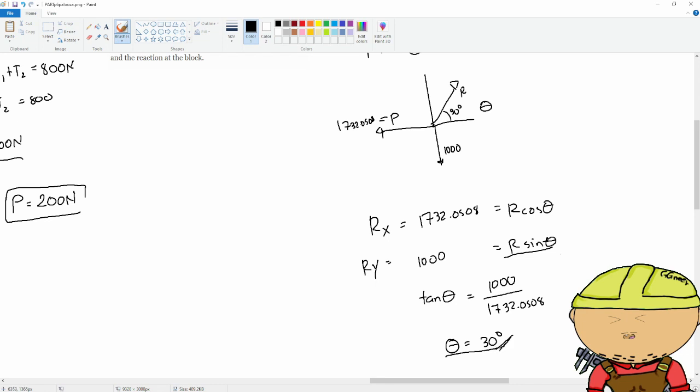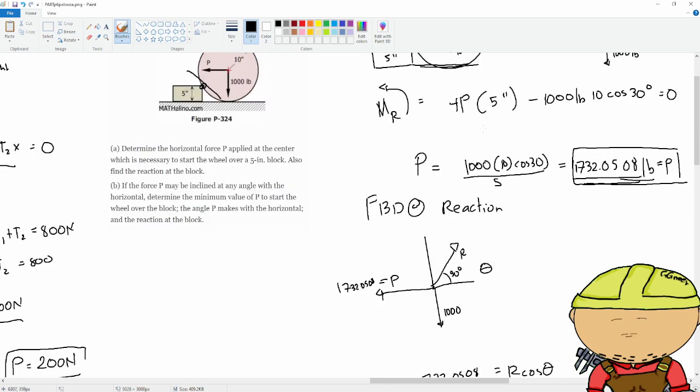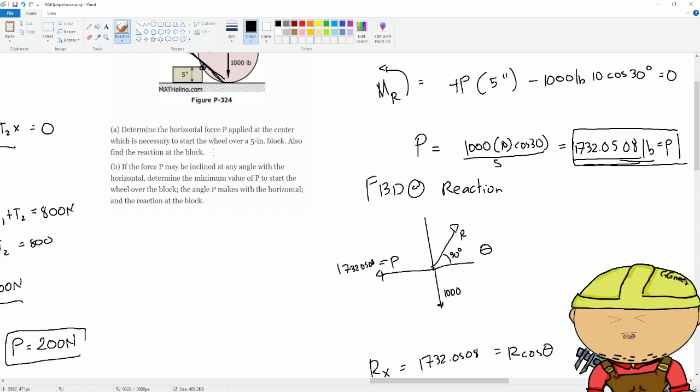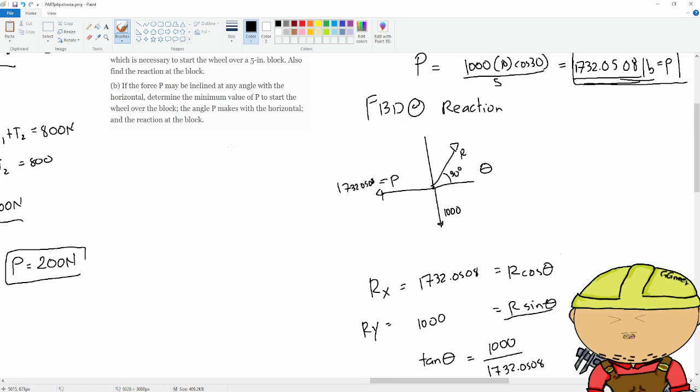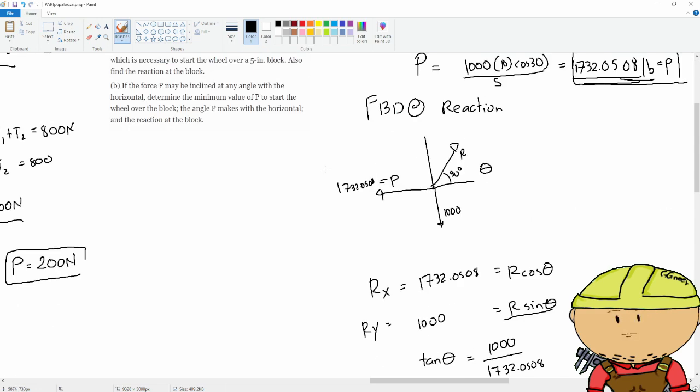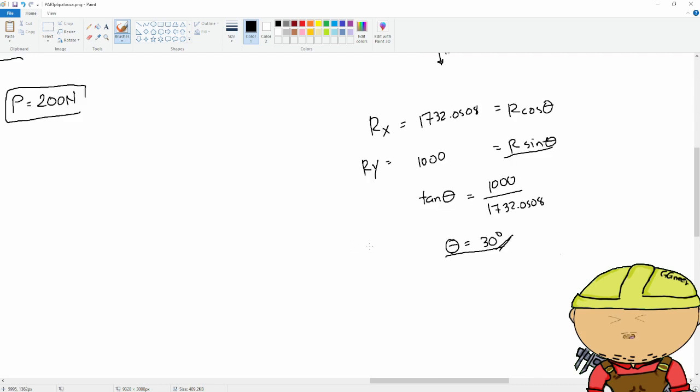Alright, the angle is 30 degrees, because it's a circle and it's touching tangentially. So the surface must be tangent, and the reaction will be normal force, perpendicular to the surface, going to the center. It means it's going to be 30 degrees. Long story short, we got 30 degrees.